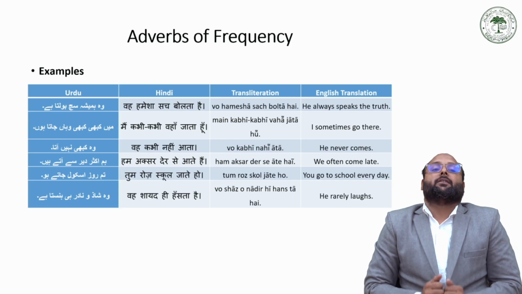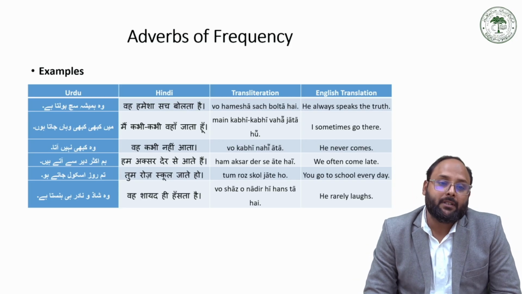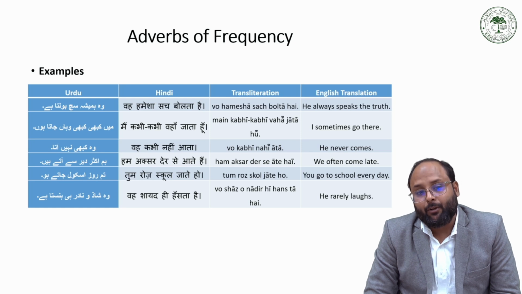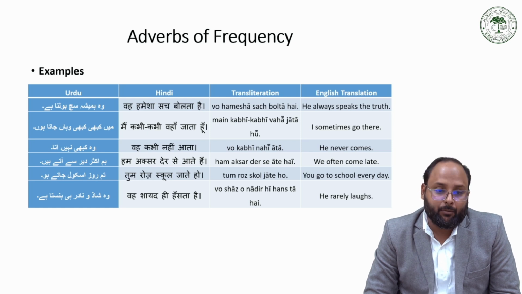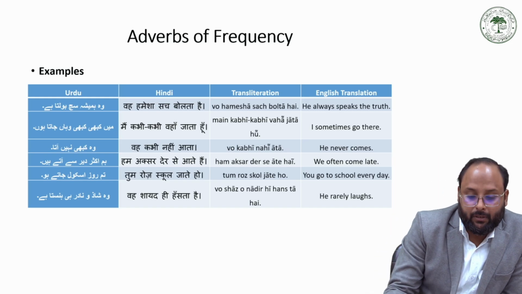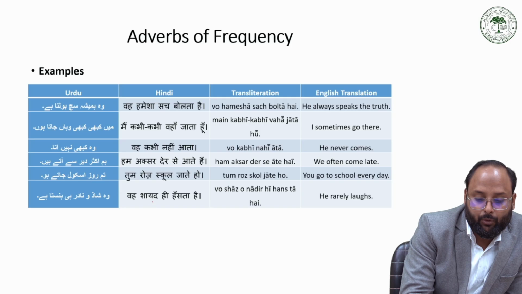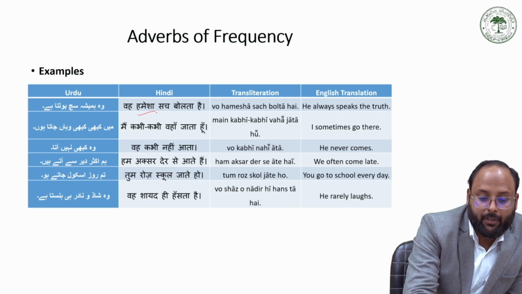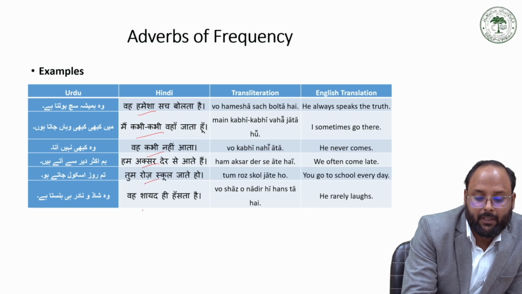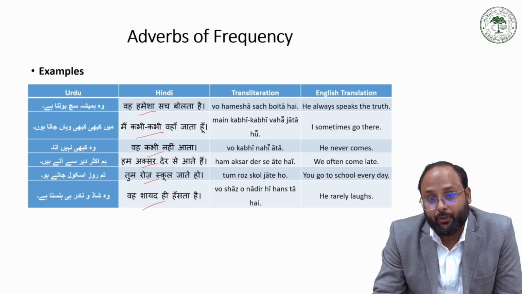So like we have the example, वो हमेशा सच बोलता है, वो कभी कभी वहां जाता है, वो कभी नहीं आता, वो अक्सर देर से आता है, वो रोज स्कूल जाता है, वो शायद ही हंसता है. So these are the examples of Urdu Hindi. So we have like हमेशा, कभी कभी, कभी, अक्सर, रोज and शायद. So these are the adverbs of frequency.